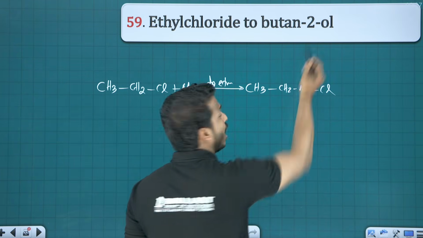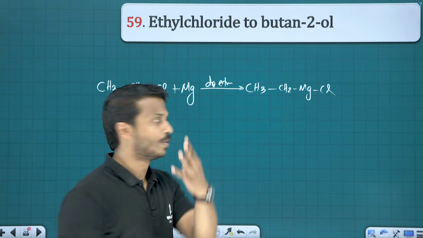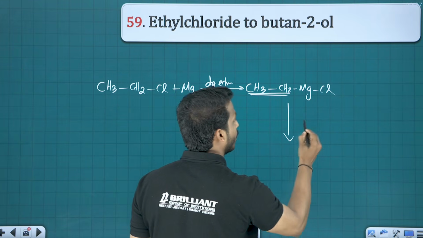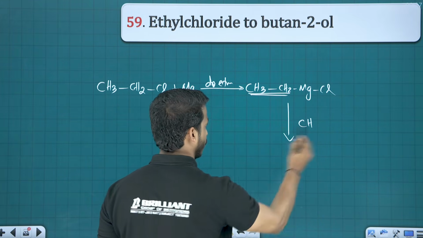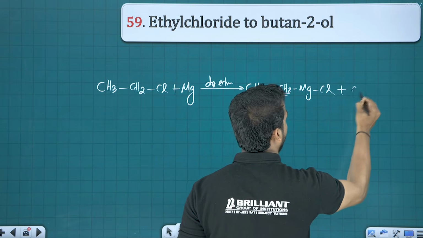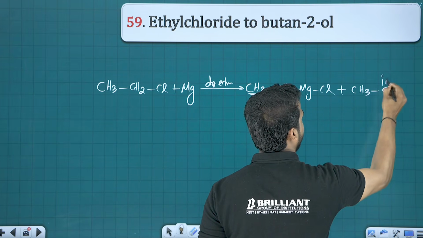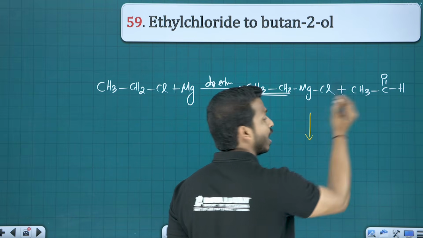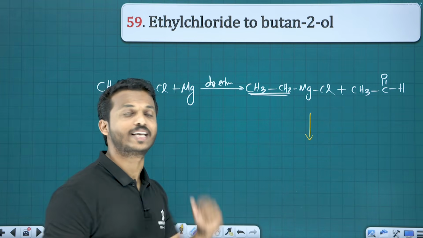See, butanol has a total of how many carbons? 4 carbons. Your Grignard reagent already has 2 carbons. So we can choose an aldehyde containing 2 carbons. What is the 2-carbon aldehyde? Ethanal. Remember, a Grignard reagent, when it reacts with aldehydes other than methanal, gives a secondary alcohol.